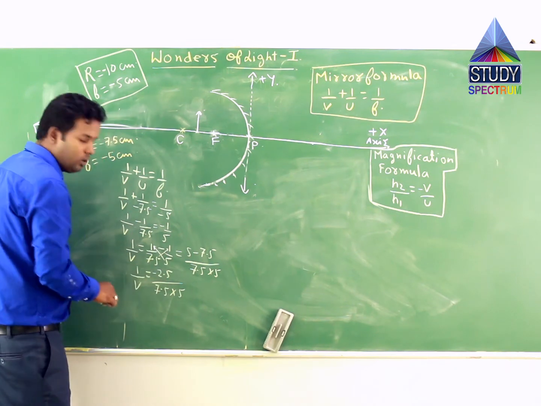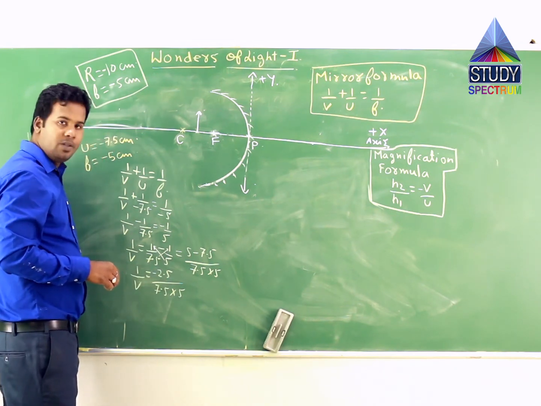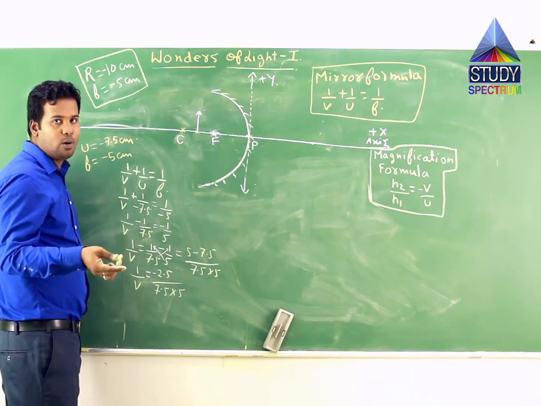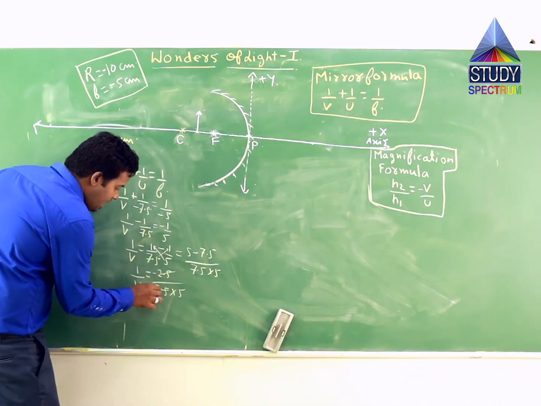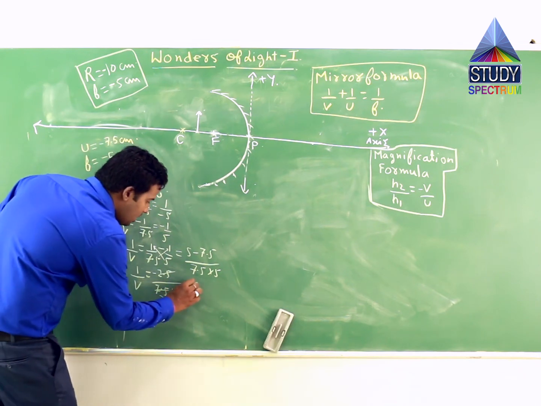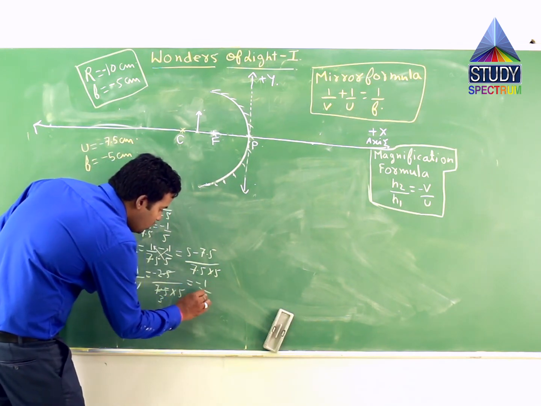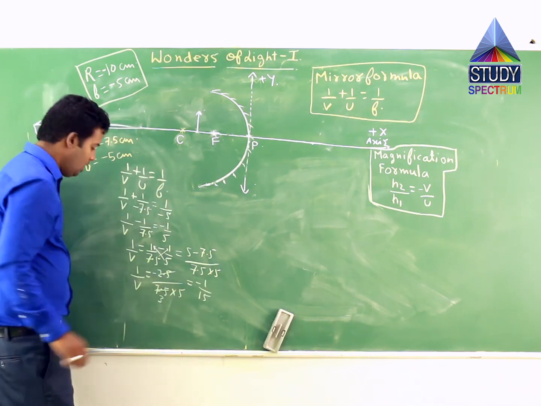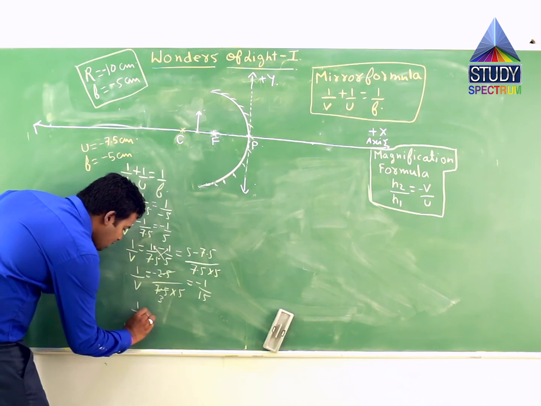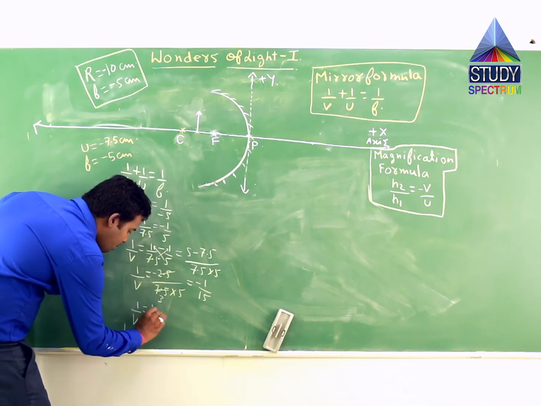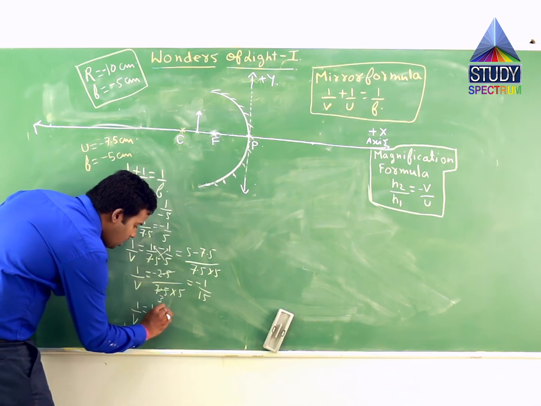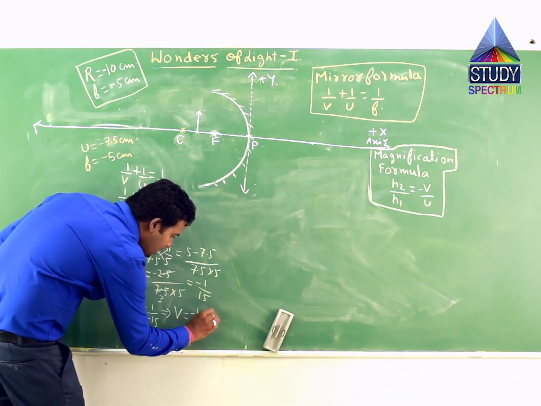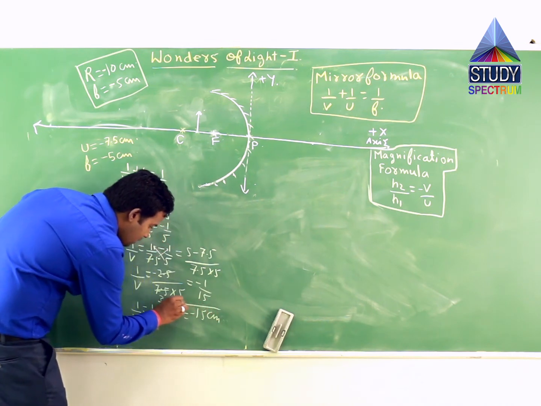Then 25 into 3 is 75, correct? So 2.5 into 3 should also be equal to 7.5. So this gets cancelled and this becomes 3. It means it becomes minus 1 by 3 into 5, that is 15. 3 into 5, 15. Or I can write 1 by V is equal to 1 by minus 15, or it will become V is equal to minus 15 centimeters.